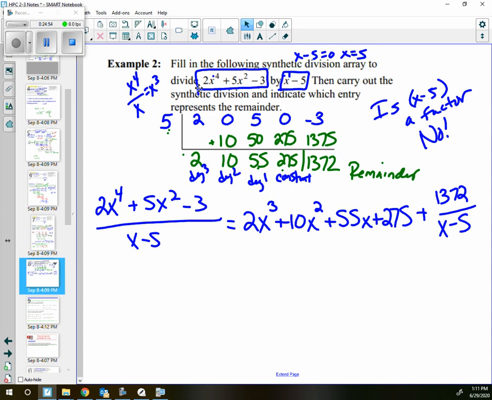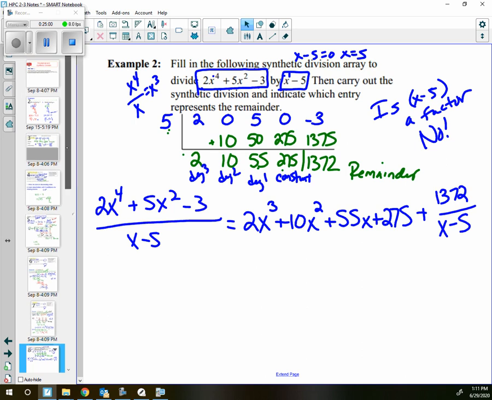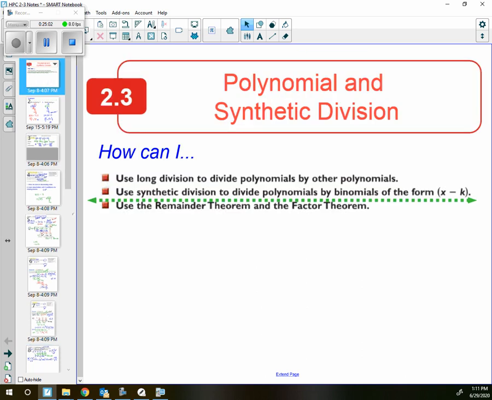So synthetic division can be a great tool, but remember, you can only use it when you're dividing by degree 1. All right, so what we talked about, let's go back to our essential question. How can I use long division to divide polynomials by other polynomials? Those can be any degree polynomials. Use your zero placeholders. It works just like regular division. Using synthetic is great for finding zeros, but remember, only by binomials that are linear.